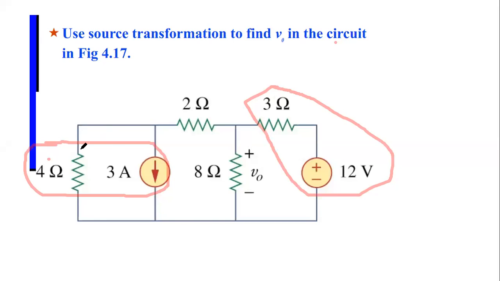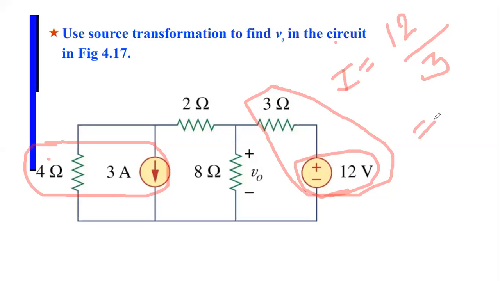So either you can convert this into a current source, or you can convert that into a voltage source. What we will do is convert the 12 volt voltage source into a current source. For that you need to find the current. Current is voltage by resistance. Voltage is 12 volt, and the resistance in series with the 12 volt source is 3 ohm. So 12 by 3 is 4, so the current is going to be 4 ampere.